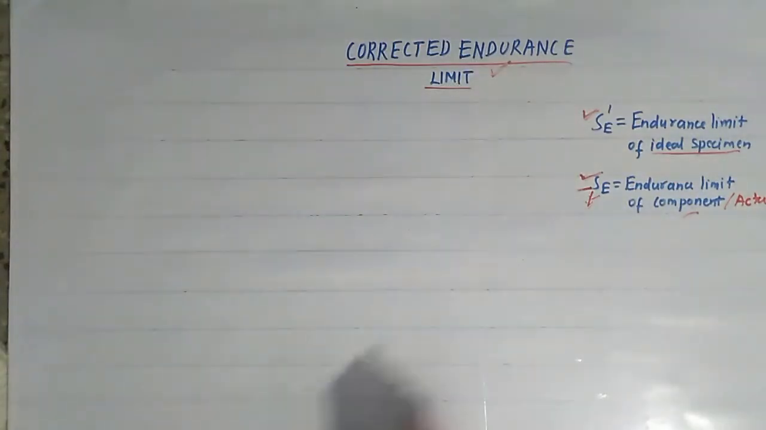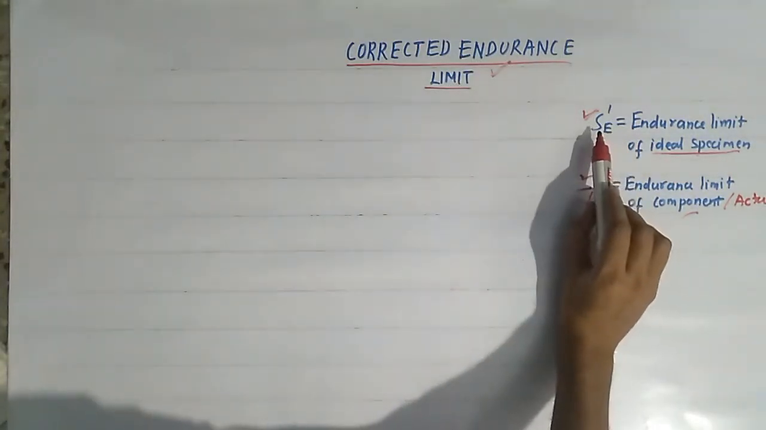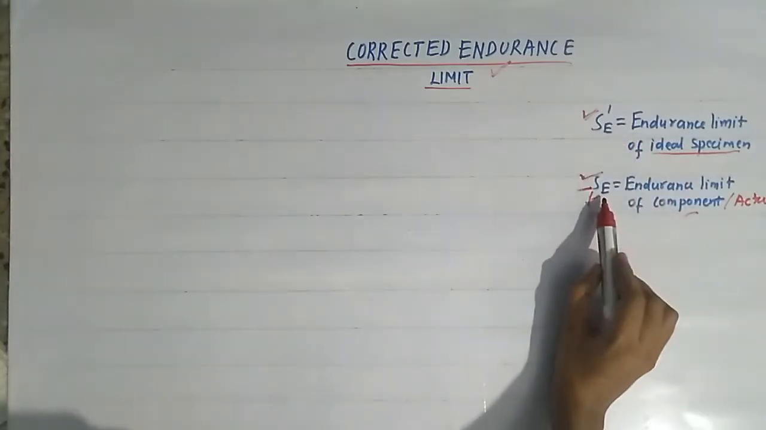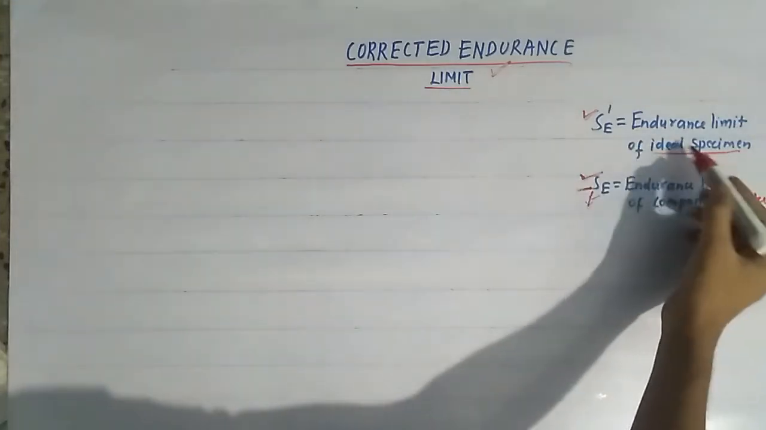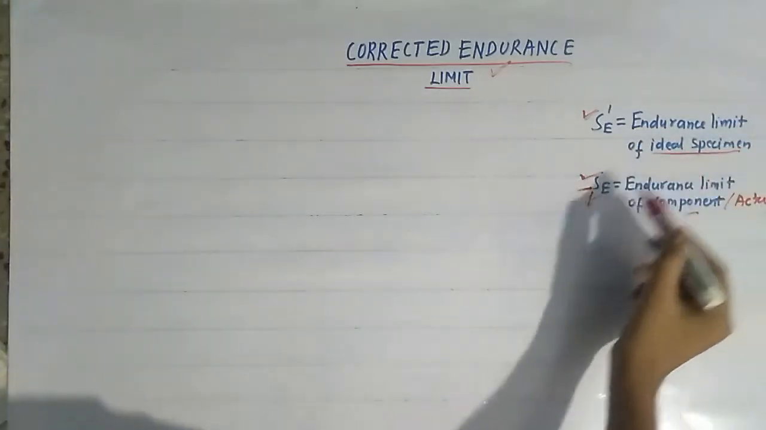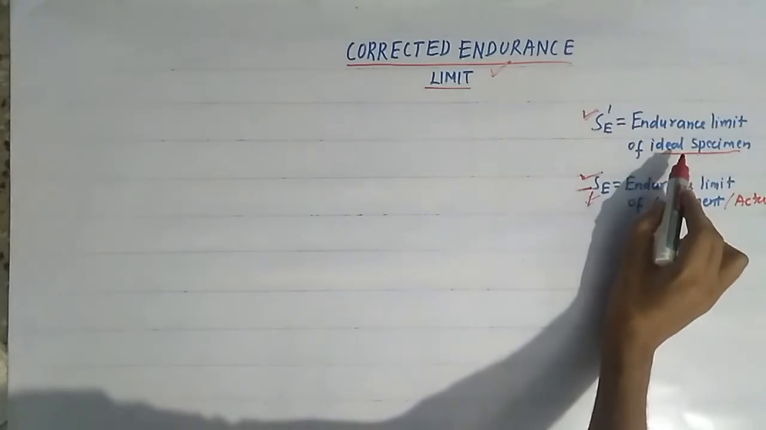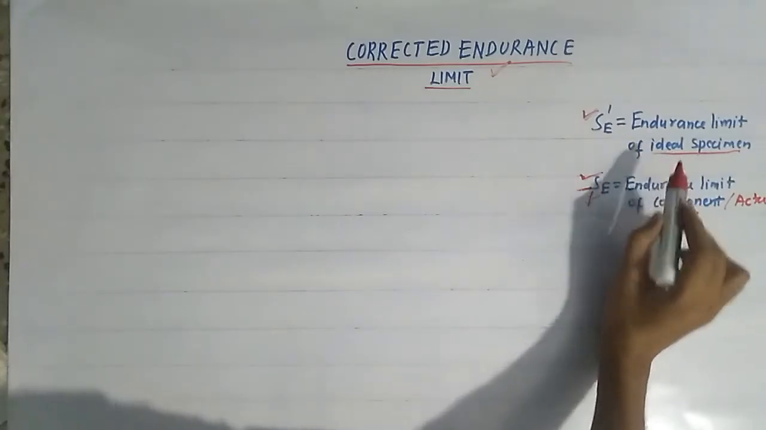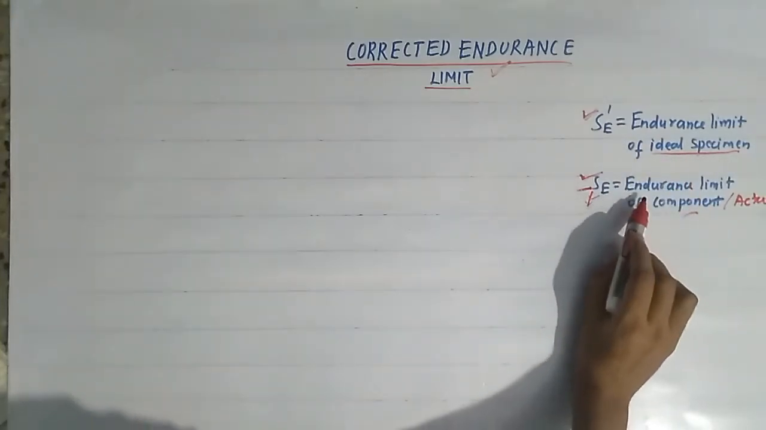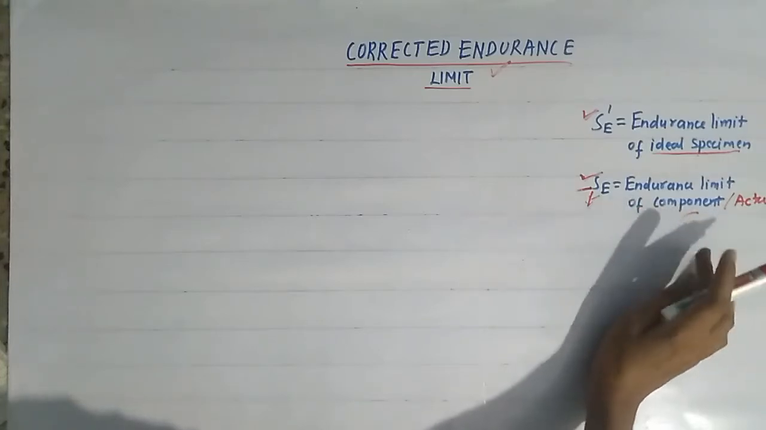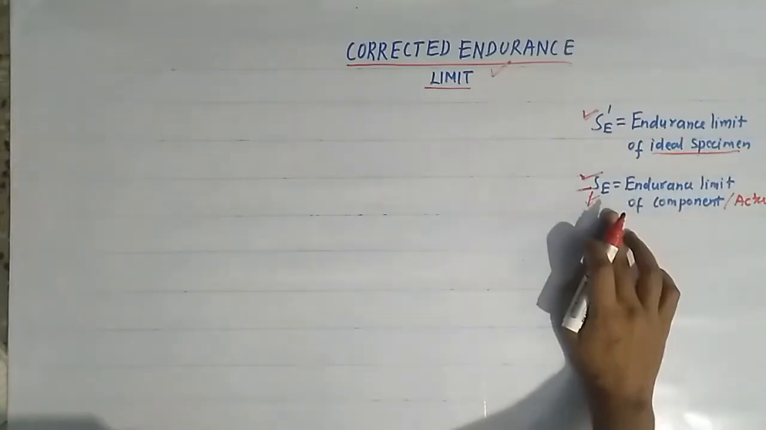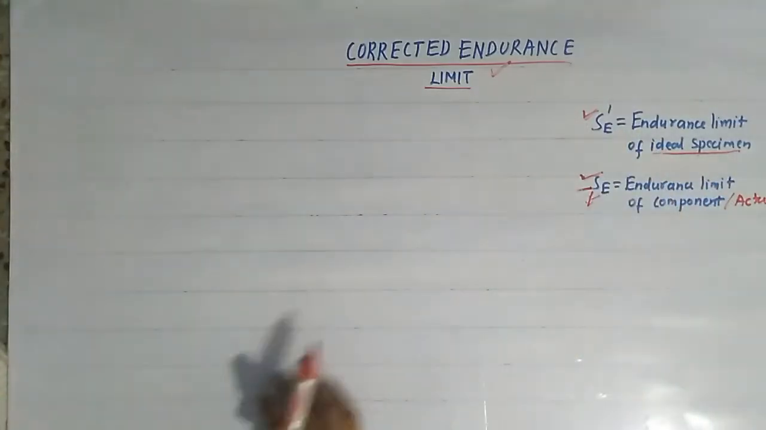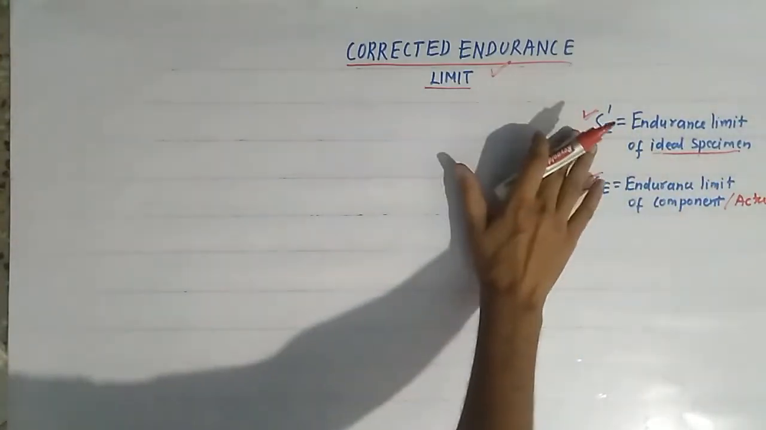Now friends, before discussing the corrected endurance limit, we have to get familiar with two terms, that is Se' and Se. Here Se' is the endurance limit of the ideal specimen that was obtained from the rotating beam specimen test, and Se is the endurance limit of the component that is used in actual practice. So this is the actual endurance limit and this is the ideal endurance limit, and we have to establish the relation between these two.